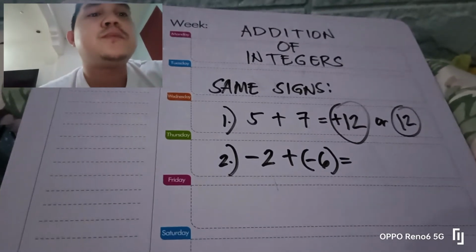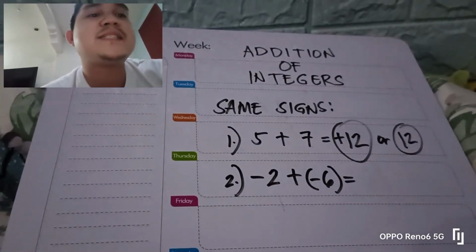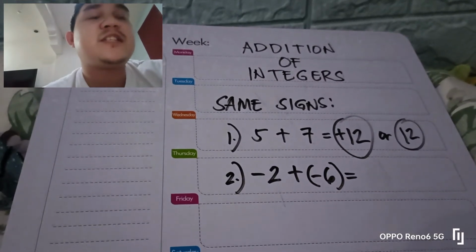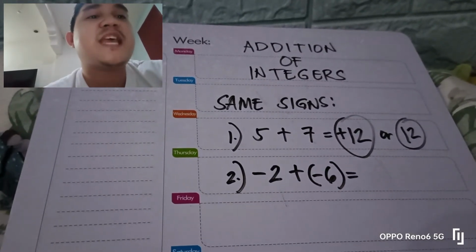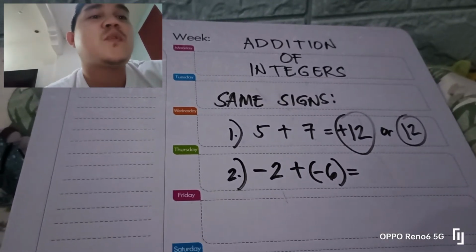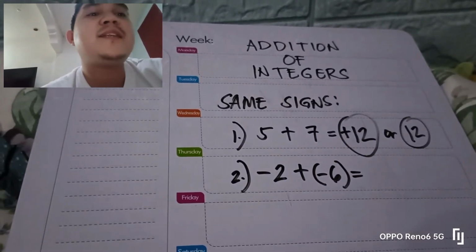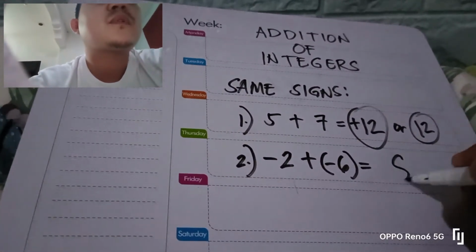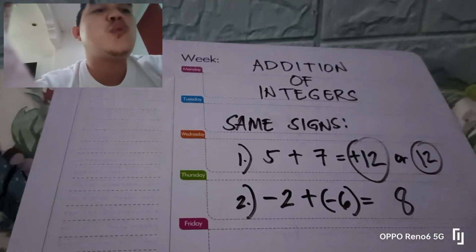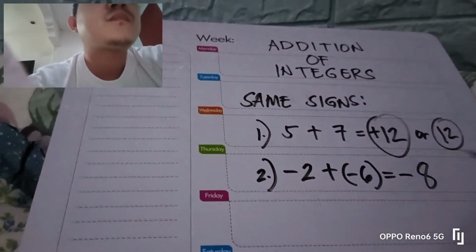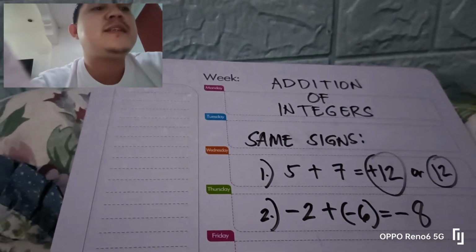Example number 2. Negative 2 plus negative 6. So the two numbers are negative and they have the same signs. So negative 2 plus negative 6, what we do is we combine 2 and 6 and that gives us 8. And we copy the common sign, which is negative. So the answer is negative 8.